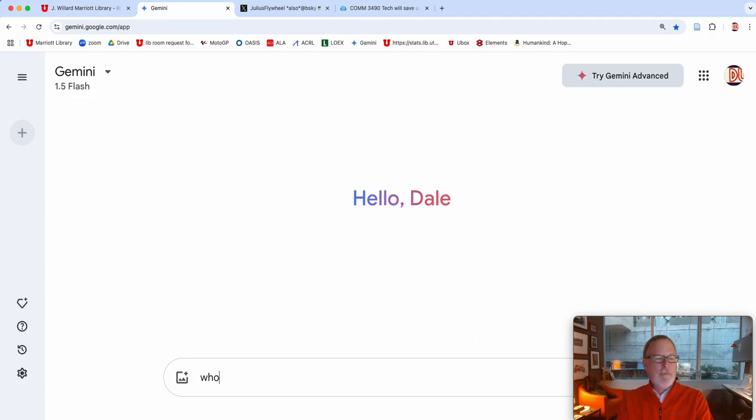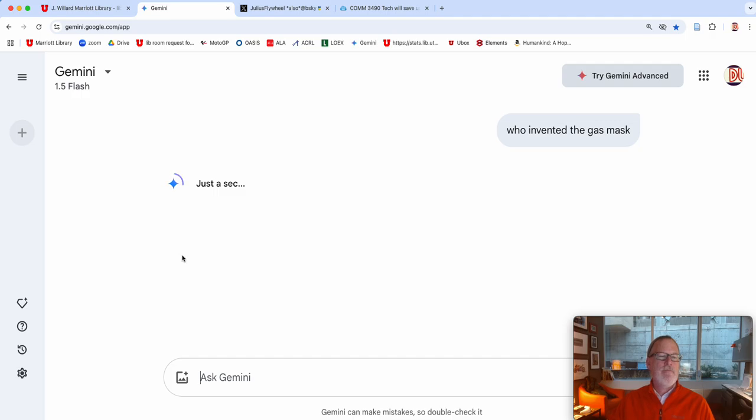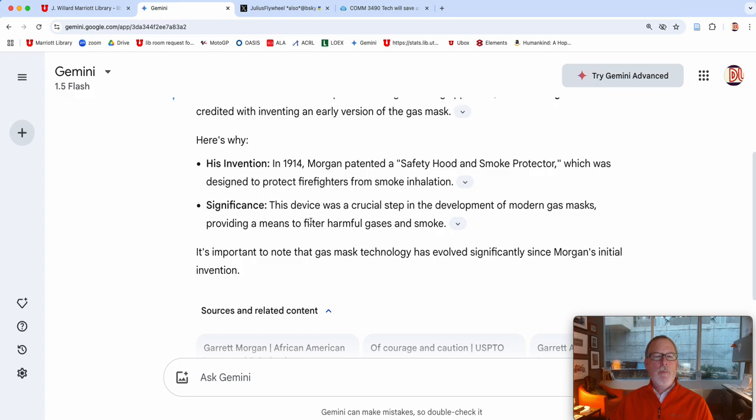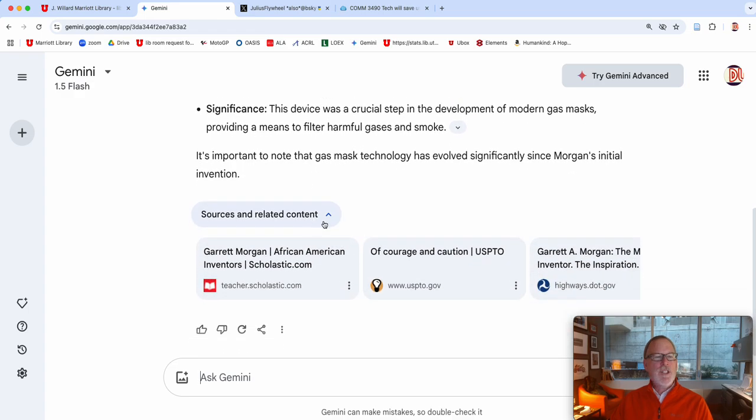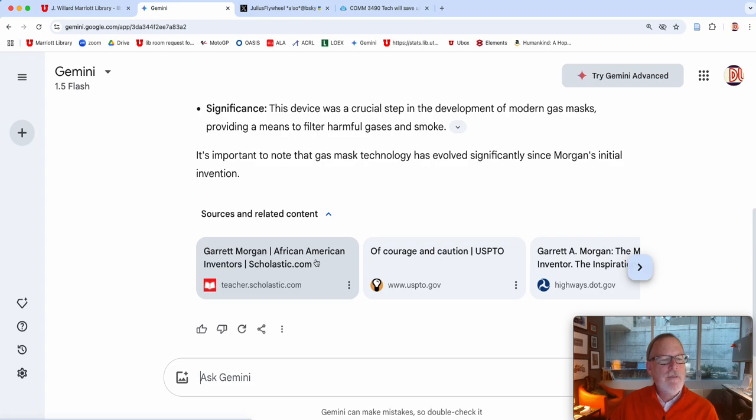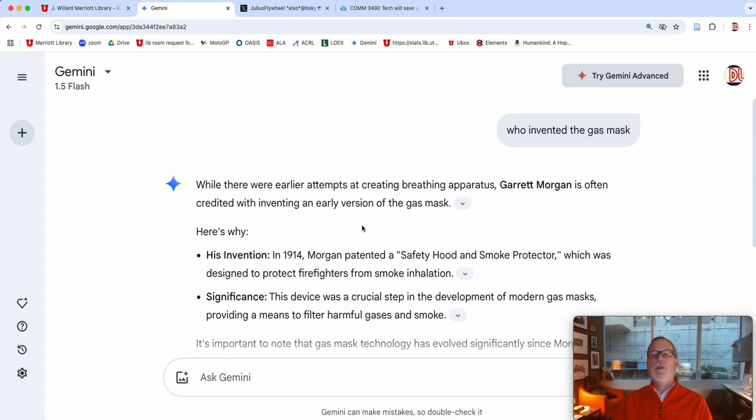So for example, who invented the gas mask? You might go after a particular invention. Interestingly, Garrett Morgan self-identified as a black man, but this doesn't show up in the invention. If you go, actually here it does, African-American inventors. Well, I'll be darned, isn't that cool?